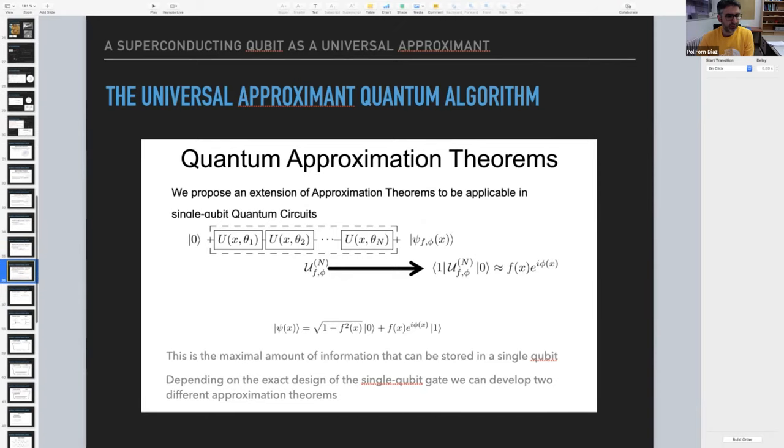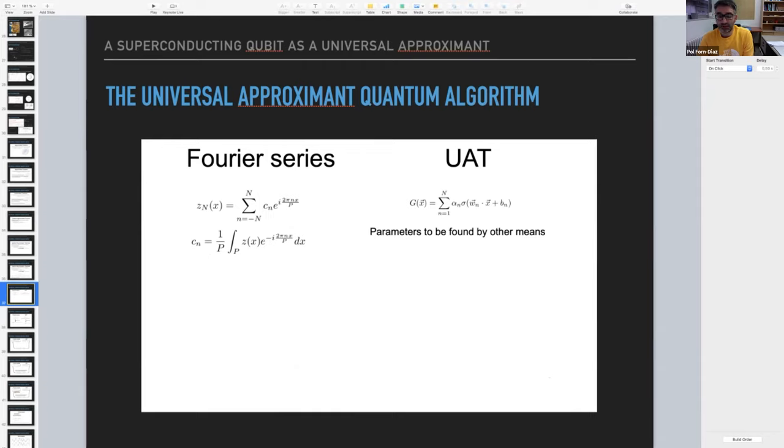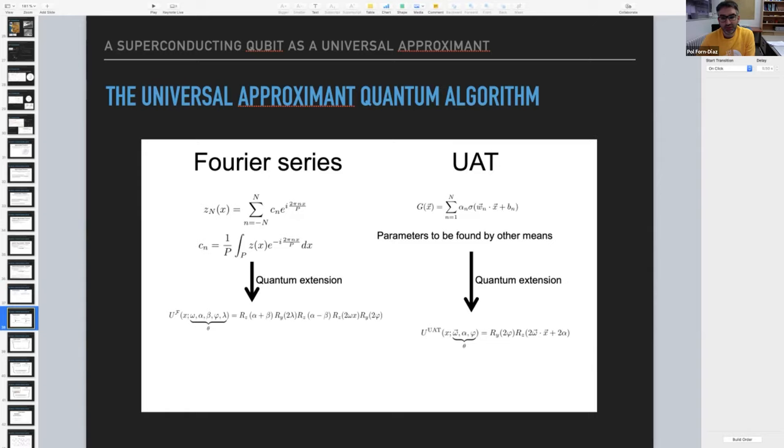In our case, we have picked two different ways of approximating this. The algorithm originates from two classical sets of functions. One is the Fourier series, and the other one is the Universal Approximant Theorem, that comes from neural networks, where a neural network can be demonstrated to represent any function. This decomposition of discrete functions can be translated into a unitary operator that contains a set of qubit rotations. These are the ones you need to implement to mimic the Fourier series, and these are the rotations you need to implement to mimic the universal approximant theorem.